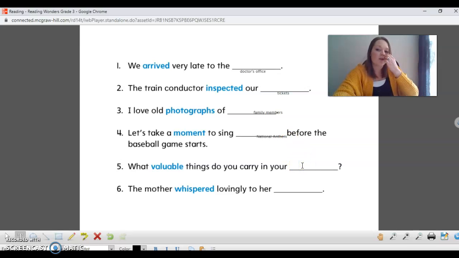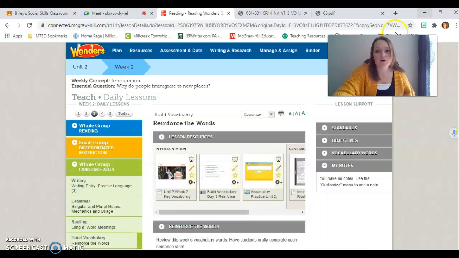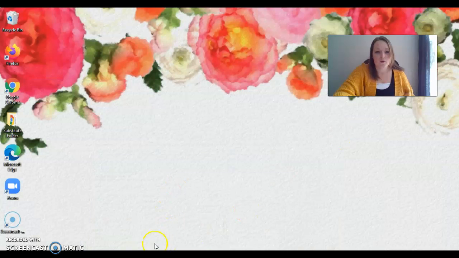What valuable things do you carry in your book bag? What does valuable mean? It means something that's worth a lot of money or something that's very special to you. And lastly, the mother whispered lovingly to her son. Whispered means to talk really quietly. Great review.